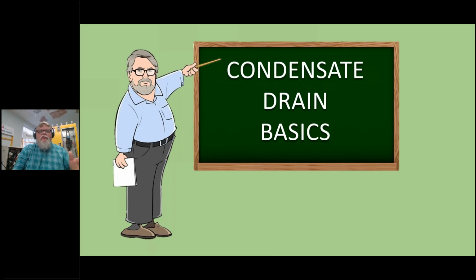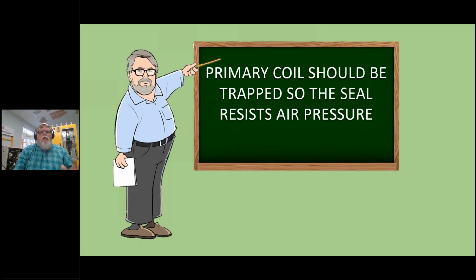All right, let's do some basics first. Condensate drain basics, some of the things that go across the board. There've been a few changes recently in some of the codes, and I'm not getting into codes. I'm just going to talk more about the general things. All right, the primary coil should be trapped so the seal resists air pressure. Now, this could be on a system that's under positive pressure or under negative pressure, but we should trap it.